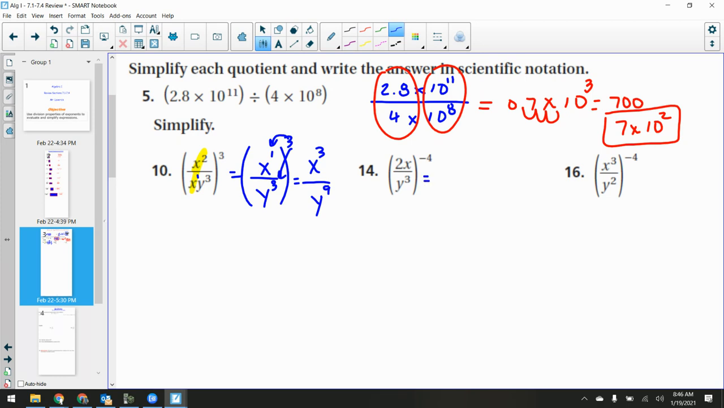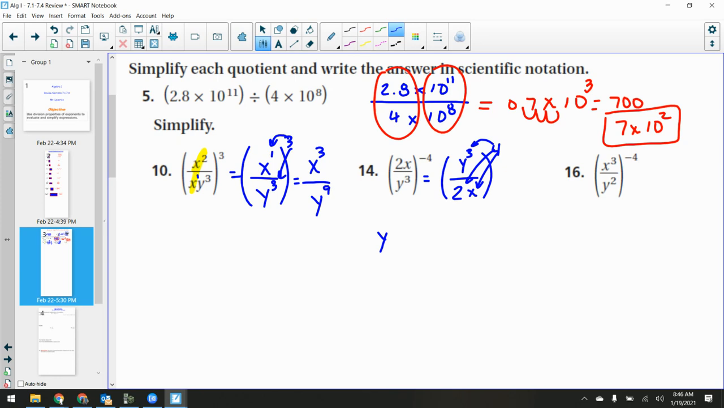All right. What do I have to do with a fraction when it's raised to a negative power? Flip it and then make the power positive. Very good. I would say y to the third goes in the numerator, 2x goes into the denominator, and that becomes all raised to the fourth power. Now, is there anything I could do to simplify the inside? No. So then I raise everything to the fourth power. Everybody gets raised to the fourth power.